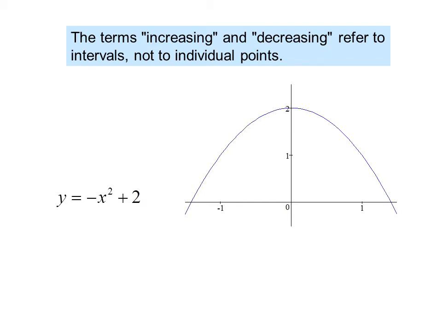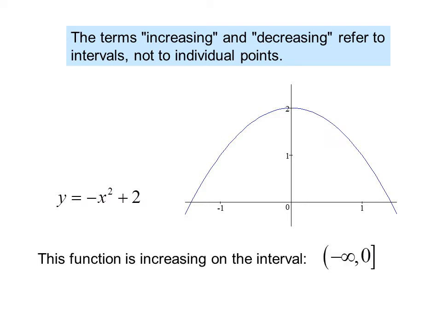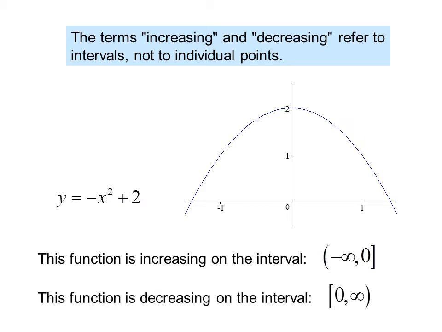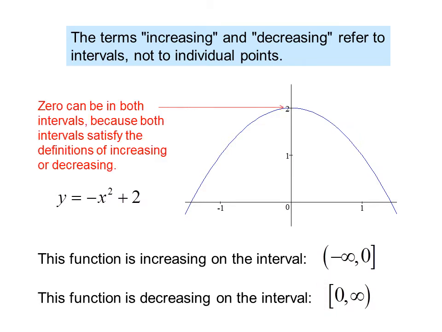For the function y equals negative x squared plus 2, which we recognize as a parabola opening downward and shifted up 2 from the origin, the function is increasing on the interval from negative infinity to 0. And notice that we used the bracket on the right-hand side to show that the 0 is included. This function is decreasing on the interval from 0 to infinity, and we notice that 0 is included in the decreasing interval as well. 0 can be in both intervals because both intervals satisfy the definition of increasing or decreasing.